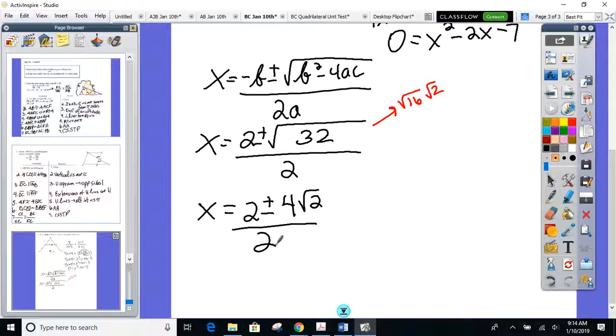Remember, the 2 in the denominator goes with the left and the right side of the plus or minus. What do I get when I reduce those two right there? 1. So I have 1 plus or minus. Let's go to the other side. The 2 is still there. It applies to the right side. Which ones can I reduce? 4 and the 2, so 1 plus or minus 2 radical 2.